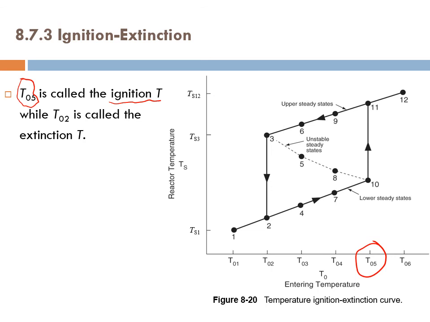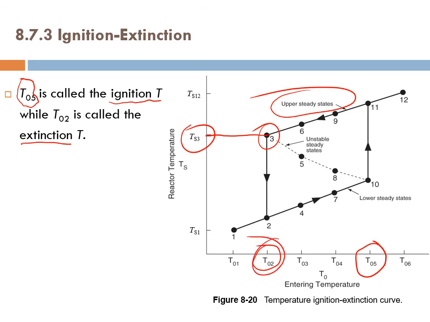So be aware of this guy. Be aware of this guy. It's an ignition temperature. While T02 is called the extinction temperature. See, when we operated at the upper steady state, here, when it was T02, and this was the steady state temperature, a slight decrease in the feed temperature below T02 can cause extinction. So be aware of this guy. Which guy? T02. Let's give him a name, the extinction temperature. Be aware of this guy. He is the extinction temperature.